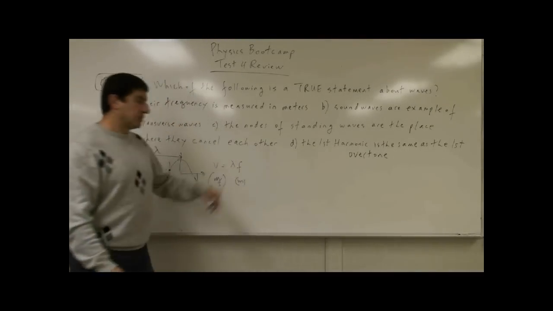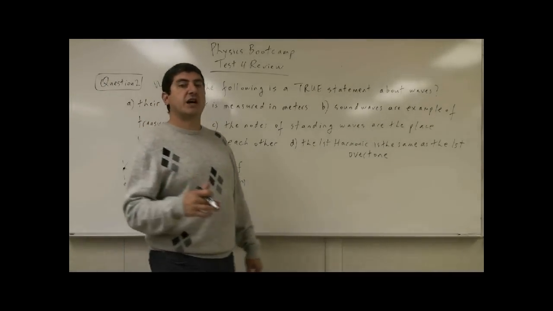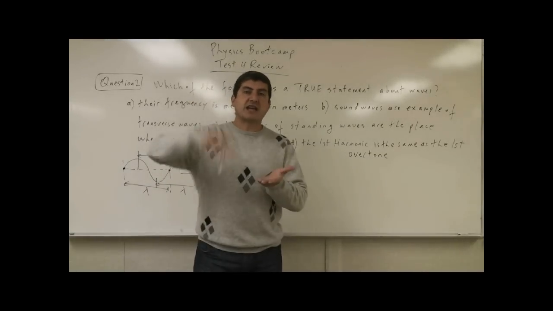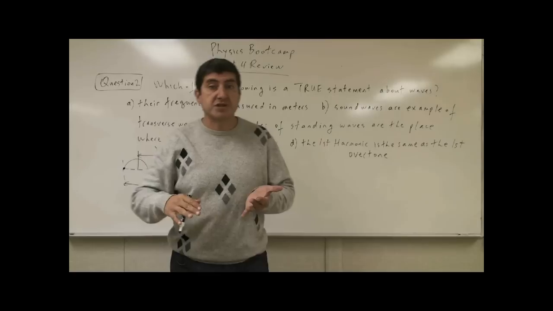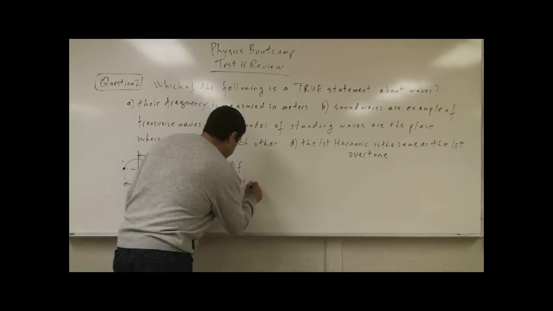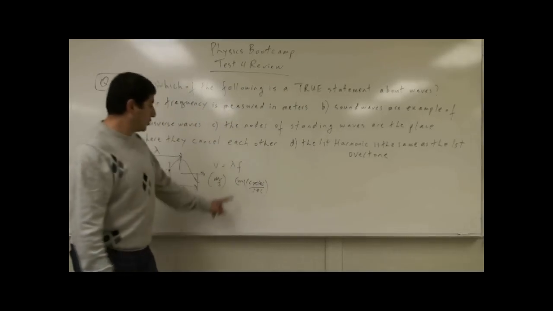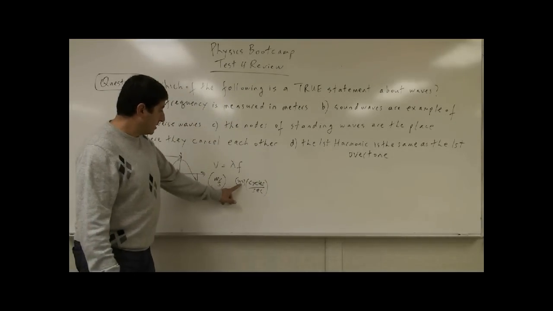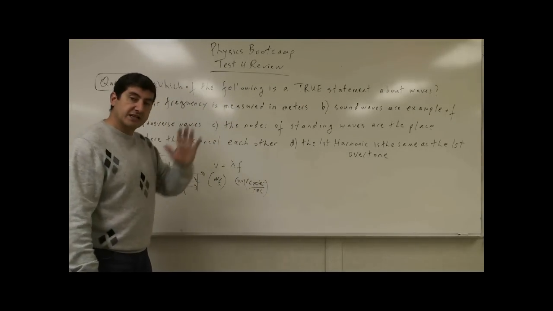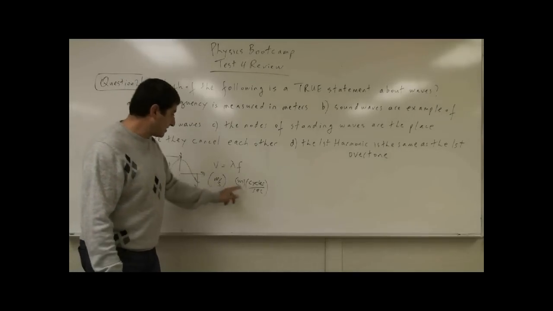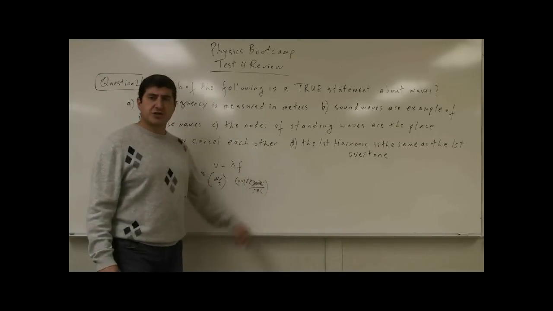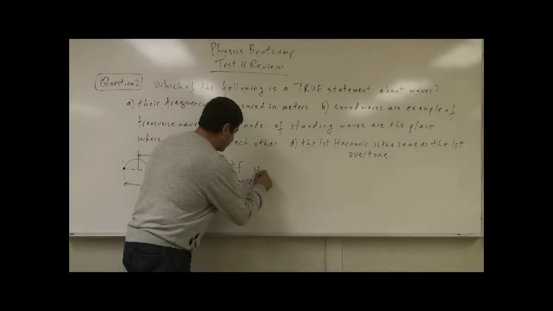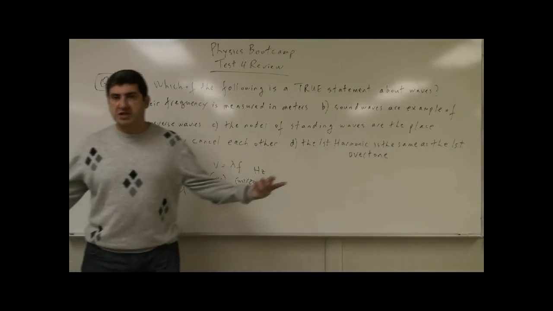What's frequency? Frequency is how fast the wave is cycling up and down. So it's how many cycles the wave is making per second. It's cycles per second. So when you multiply a meter by cycles per second, you get units of meters per second. Oftentimes the cycles per second is written as hertz.